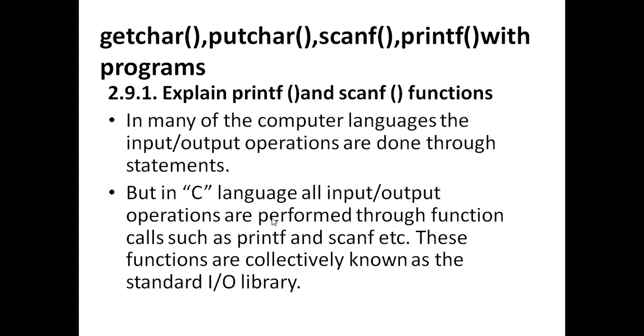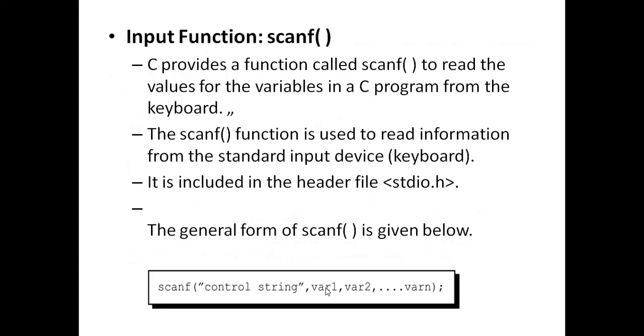In many computer languages, the input output operations are done through statements. But in C language, all input output operations are performed through functions. So here we use functions to perform input output operations, such as printf and scanf. These functions are called the standard IO library. IO means input output library.